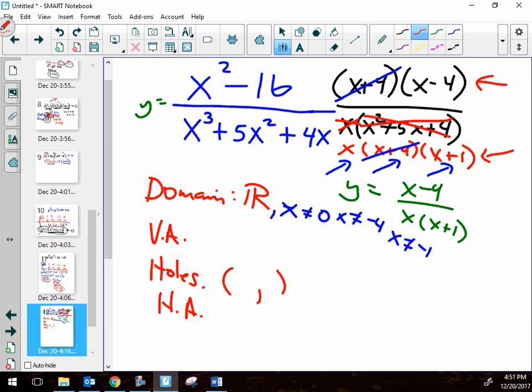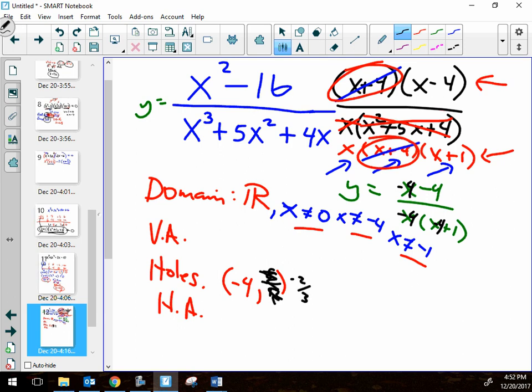Now, those 3 things are either holes or vertical asymptotes. Now, the one that canceled here, that and that makes a hole. And the hole is at -4, comma what? Well, I put the -4 into the resulting function right here. And now I have -8 on top over -4 times negative 4 plus 1, which makes negative 3. Negative 3 times negative 4 is positive 12. I can simplify that to negative 2/3.